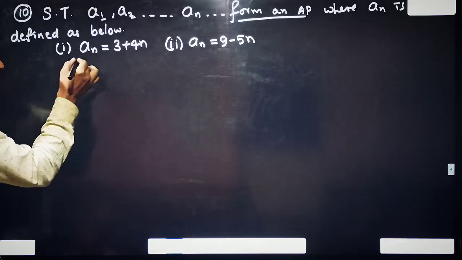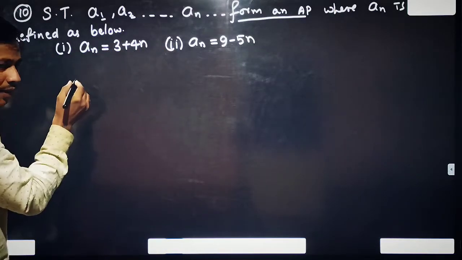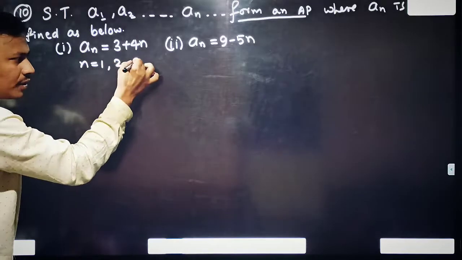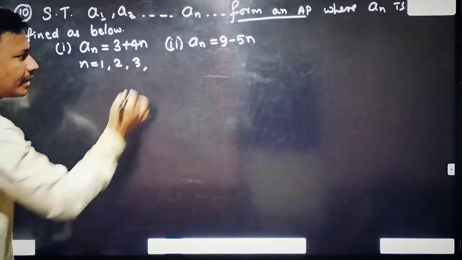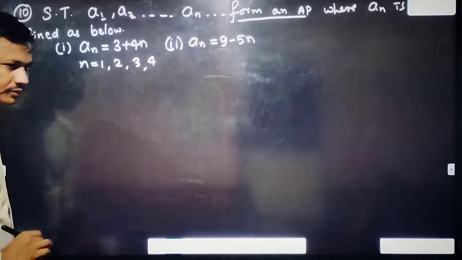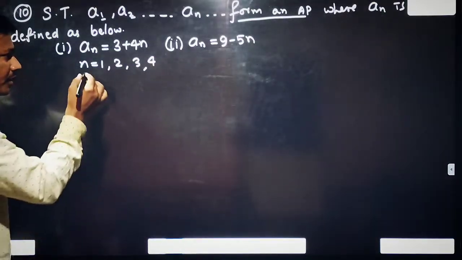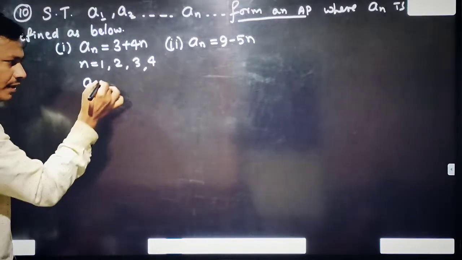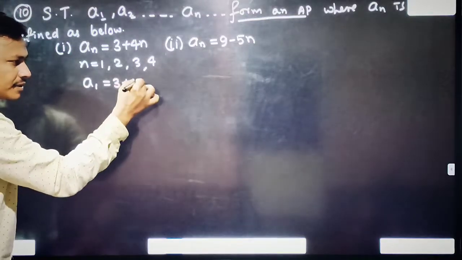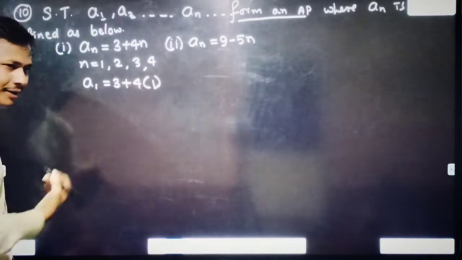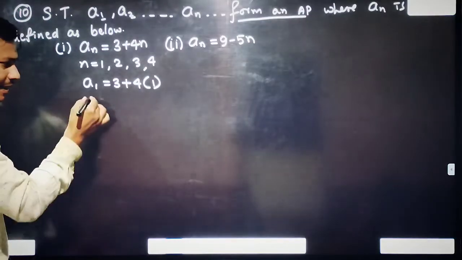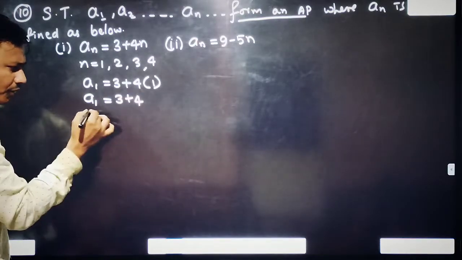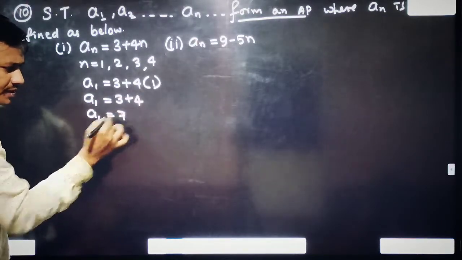First question, an is equal to 3 plus 4n. Put n is equal to 1, n is equal to 2, n is equal to 3 and n is equal to 4. Then if n is equal to 1, what is the formula value? a1 is equal to 3 plus 4 in bracket 1. Then a1 is equal to 3, 4 ones are 4. a1 is equal to 7.